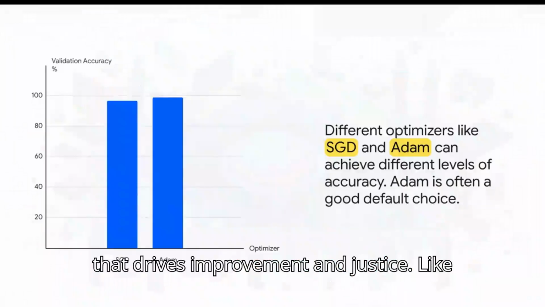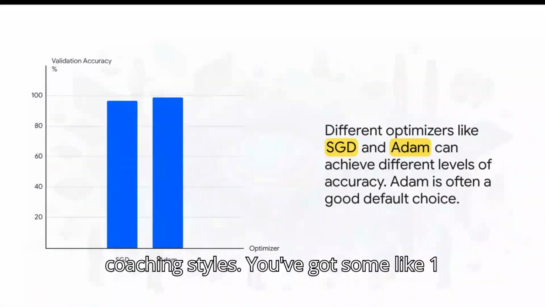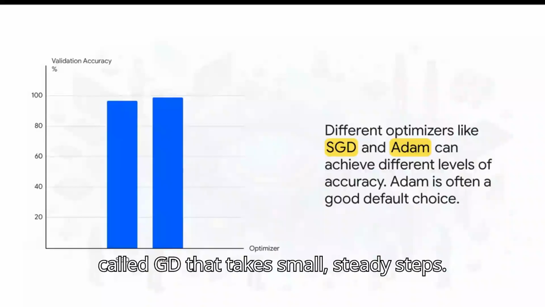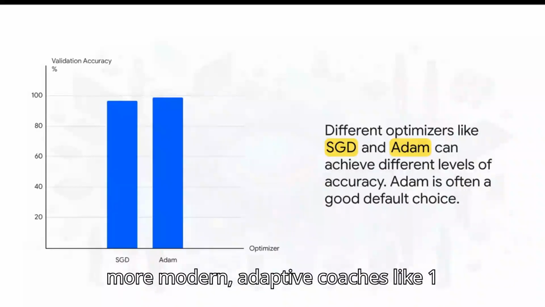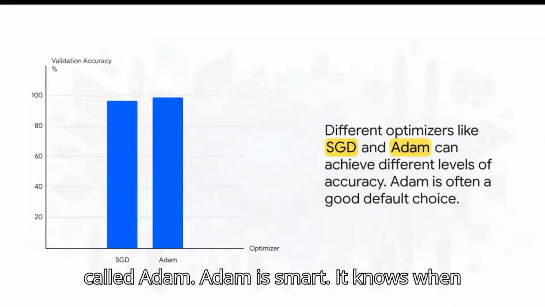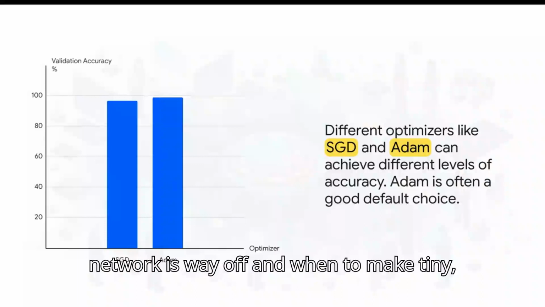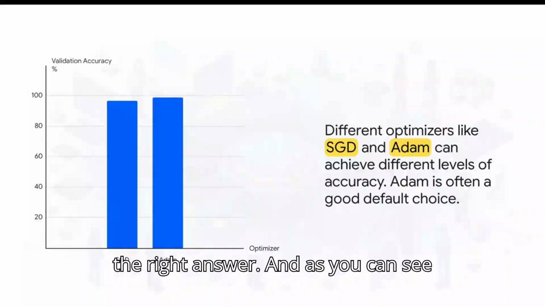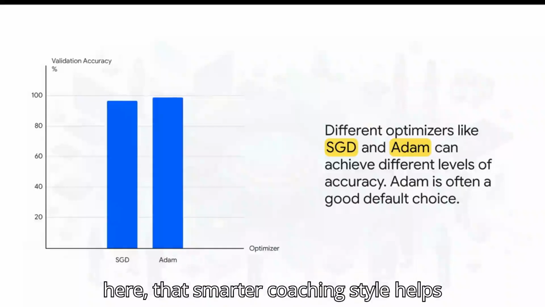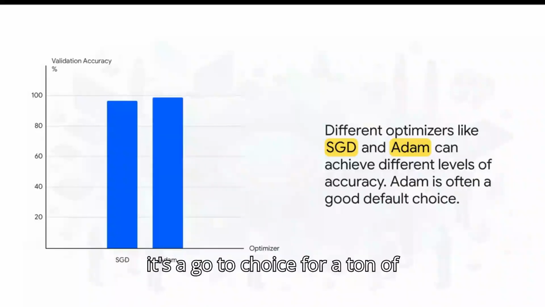And just like with real coaches, there are different coaching styles. You've got some, like one called SGD, that takes small, steady steps. It gets the job done. But then you have more modern, adaptive coaches, like one called Adam. Adam is smart. It knows when to make big, bold changes because the network is way off, and when to make tiny, careful adjustments as it gets closer to the right answer. And as you can see here, that smarter coaching style helps Adam get to a higher accuracy. It's why it's a go-to choice for a ton of developers.